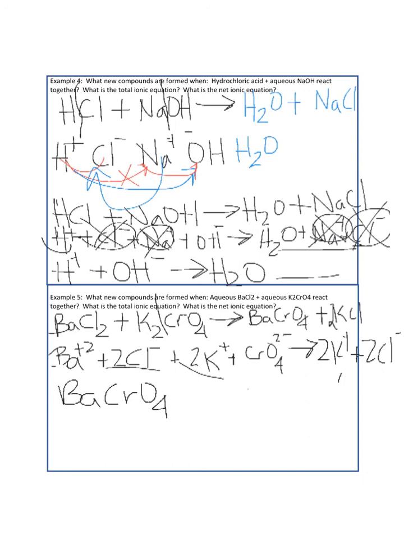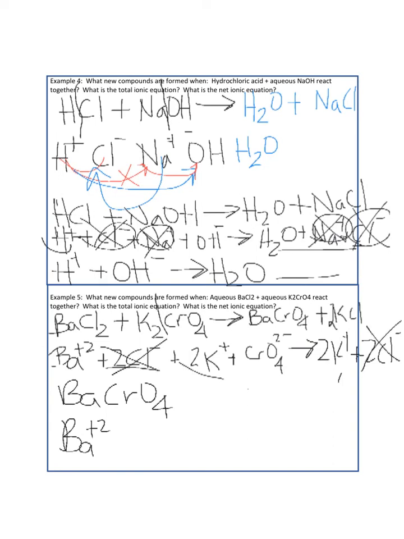BaCrO4. Now, to get our net ionic equation, we have to do something. We have to cancel the spectators. Is the barium 2+ a spectator? I think not. It has been changed. If you look at the right-hand side of the arrow, it turns into BaCrO4. So let's keep our Ba2+. How about my 2 Cl-? They look pretty unchanged to me. I have 2 here and 2 here, and they are no different.